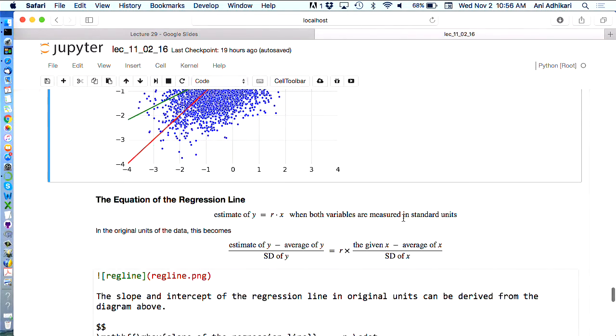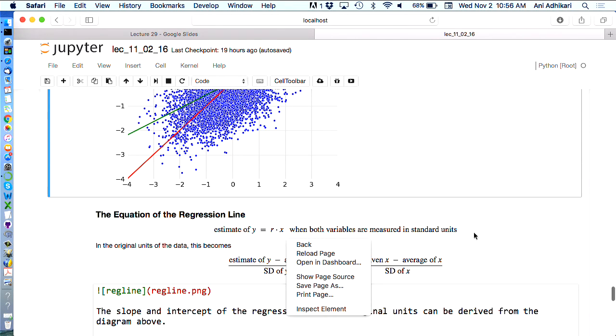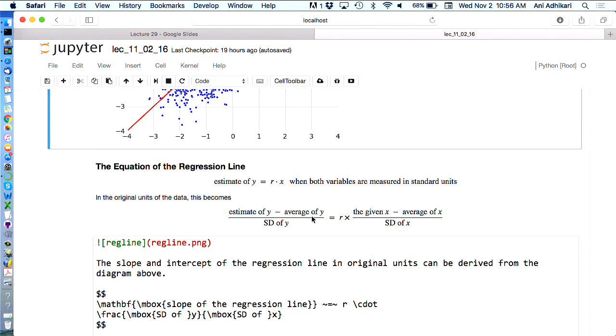All right, so I'm going to write out longhand what this means, standard units. Standard units means you take your value, you subtract off the average of y, you divide by the SD of y. Then that is equal to r times x in standard units. Do you agree? I have taken the equation that we just used and written out the standard units longhand. Yep? Anything mysterious there?